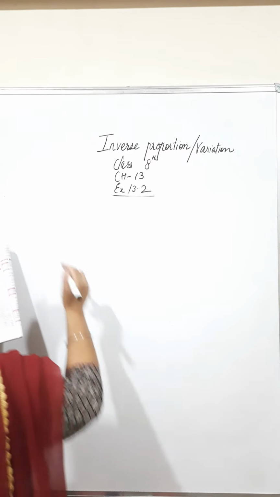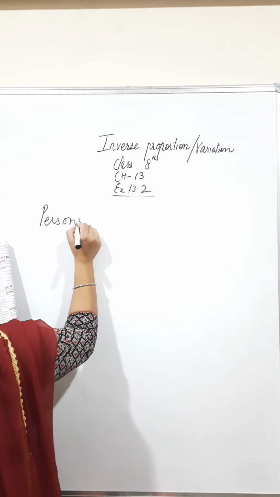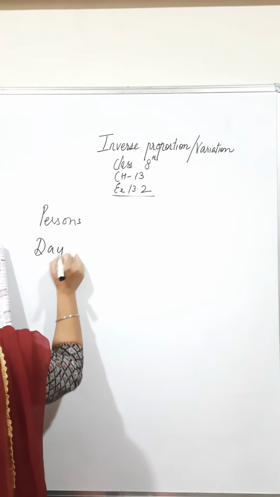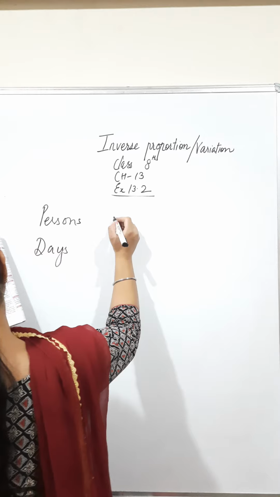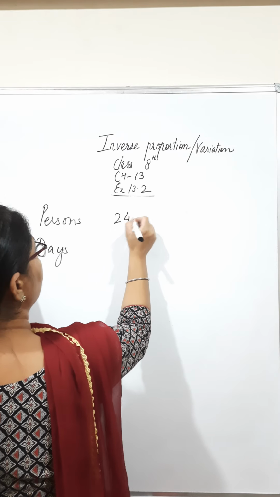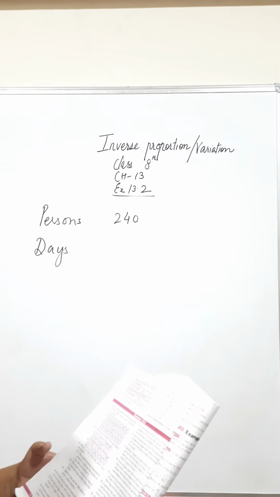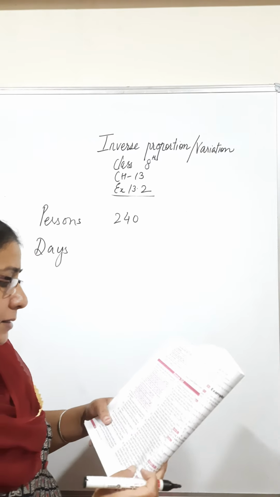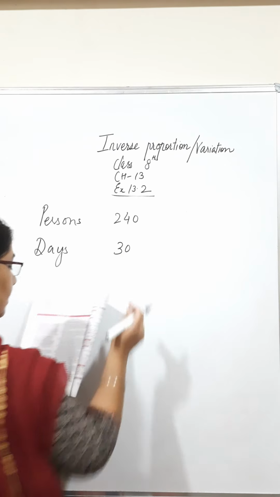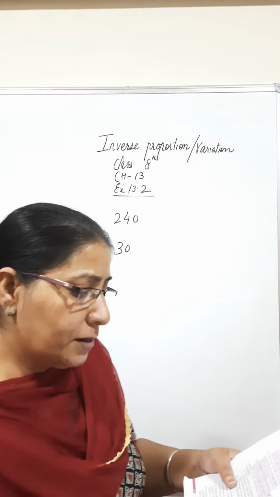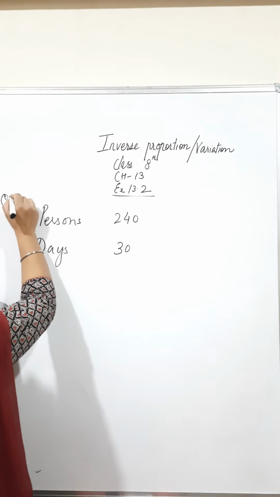So what will come here? Persons and days. If you have 240 persons, if you had 240 persons for 30 days, you had food which could be consumed for 30 days. Now what happens if 60 more persons join the camp? You are having 60 more persons in the camp.